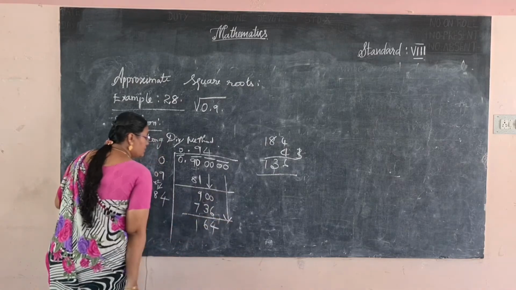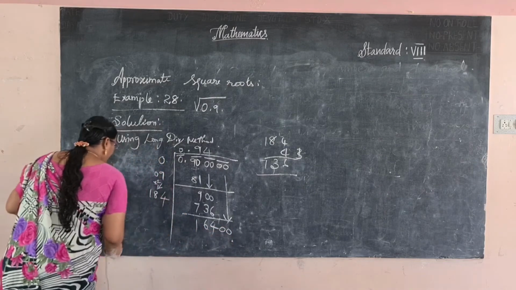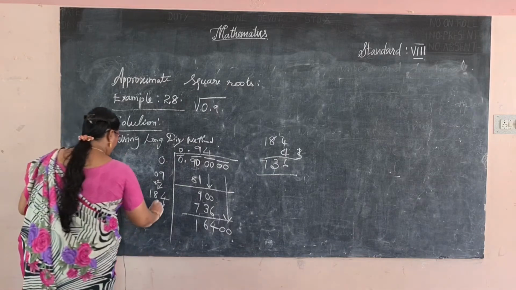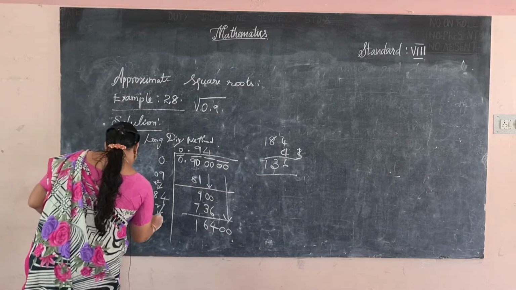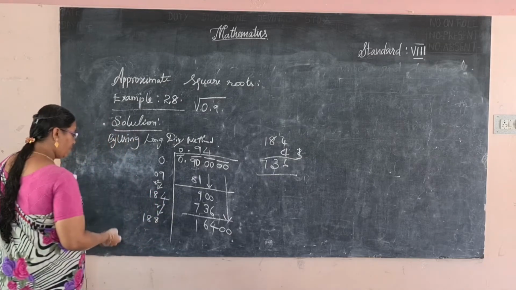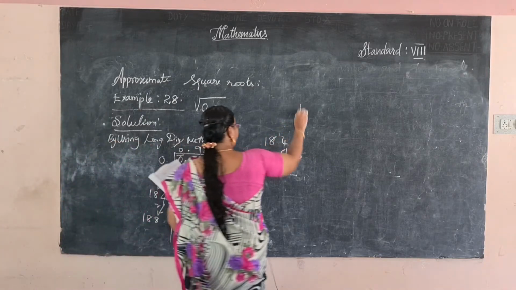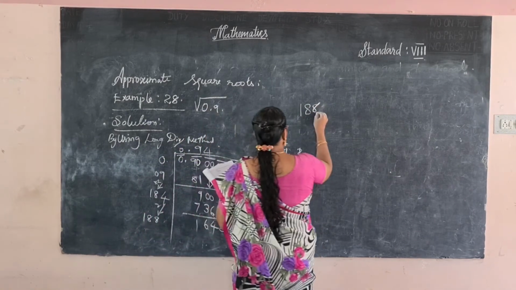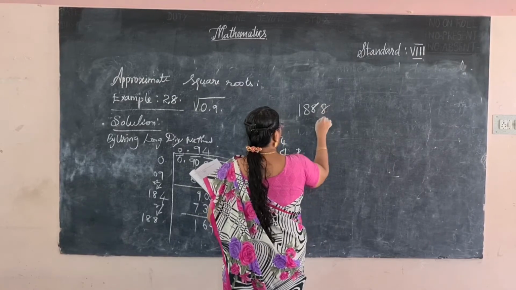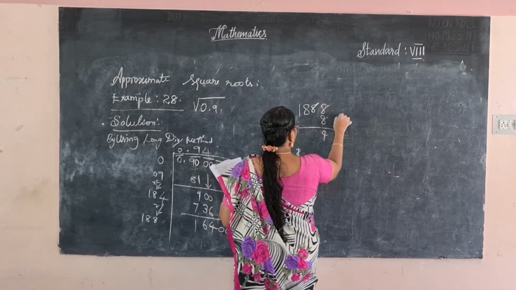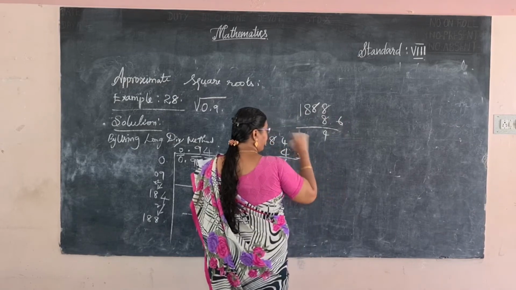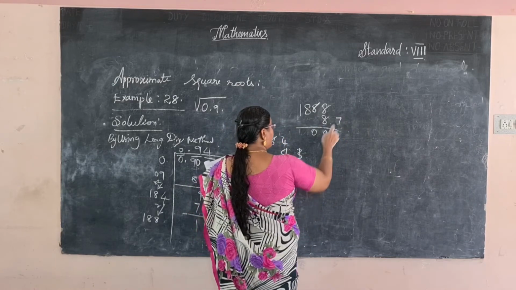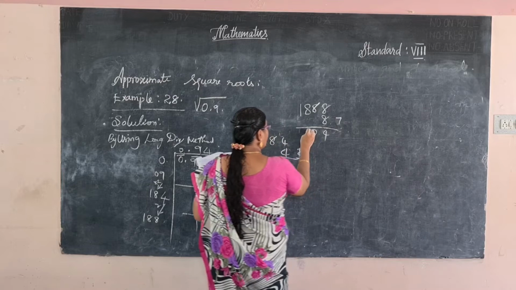Now bring down the next 2 digits, 0, 0. Here we multiply by 2, so we get 188. Now which number multiplied? 16,400. So put 8. 8 8s are 64. 8 8s are 64 plus 7.